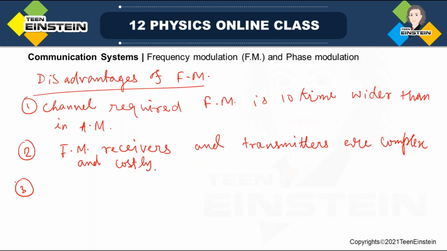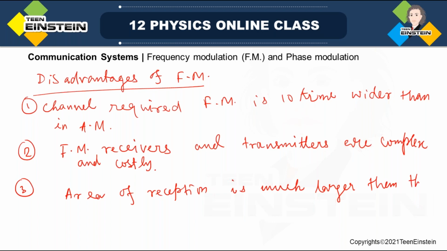And third is, in this case, FM reception is limited to line of sight. So its area of reception is much smaller than that of AM. Okay, so these are few disadvantages.